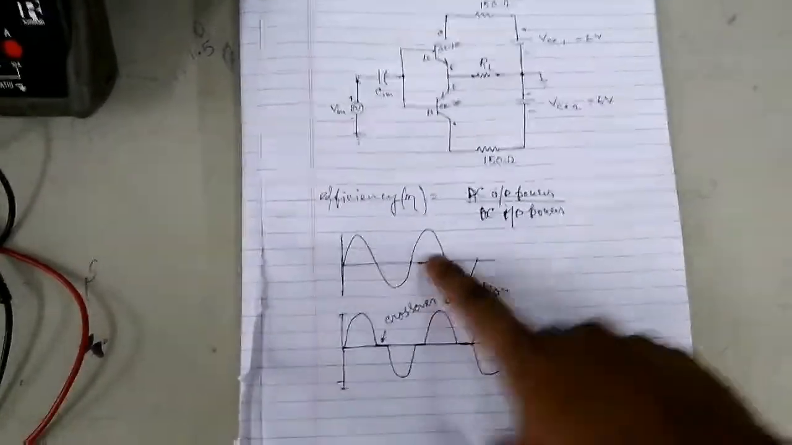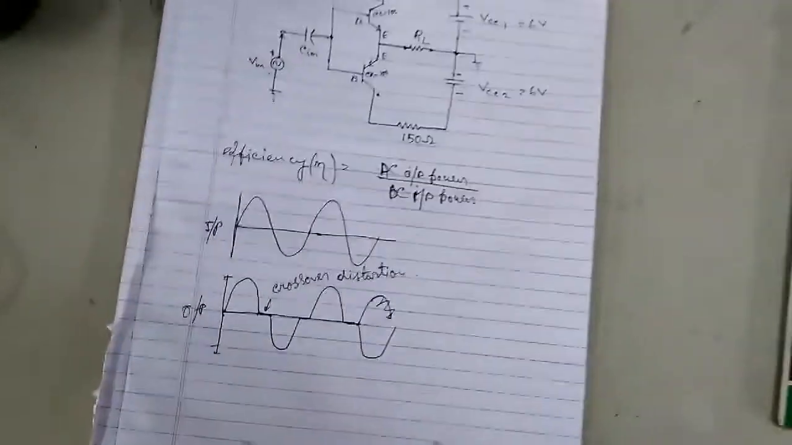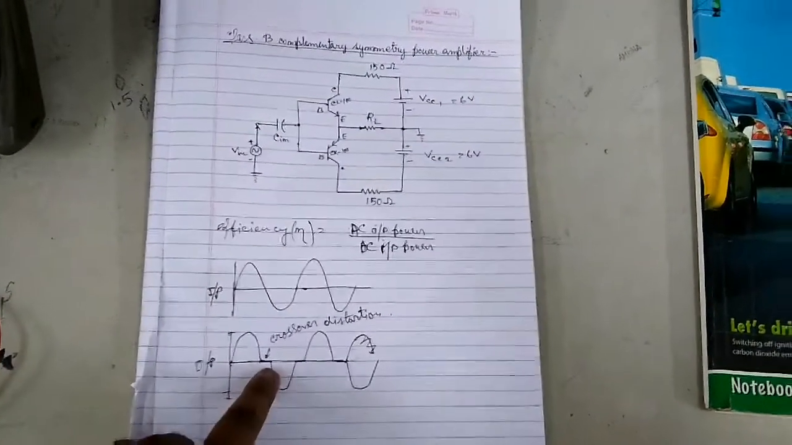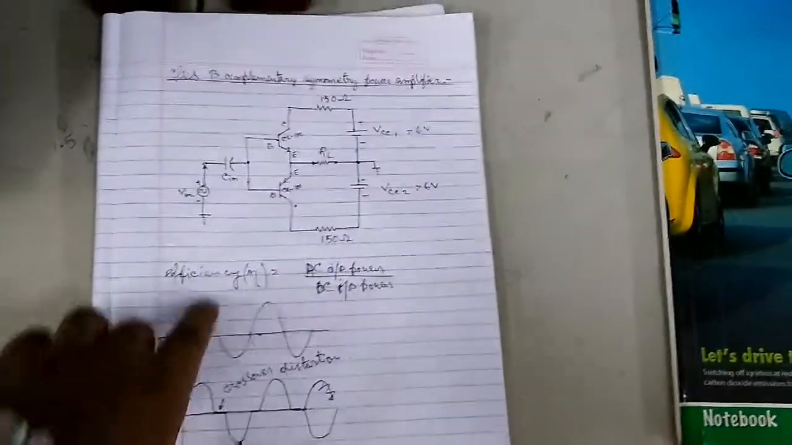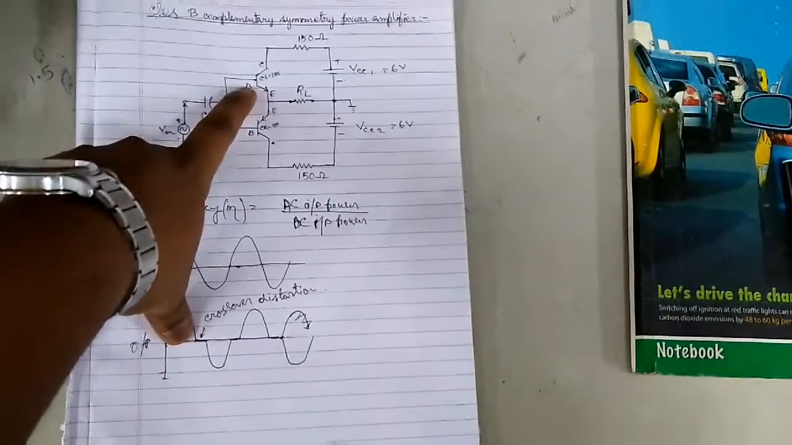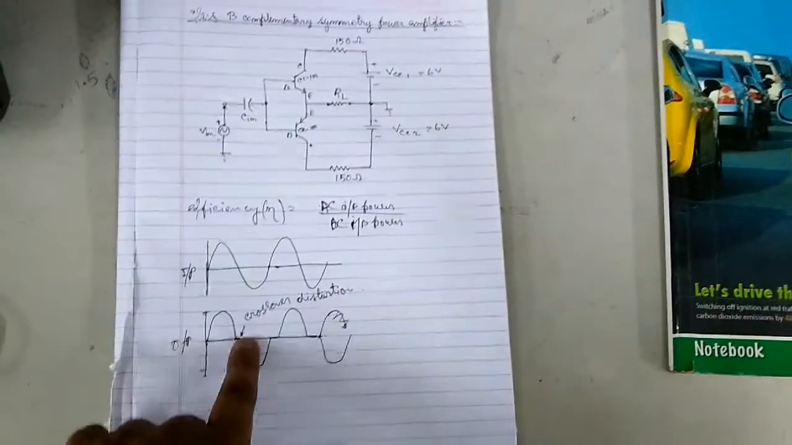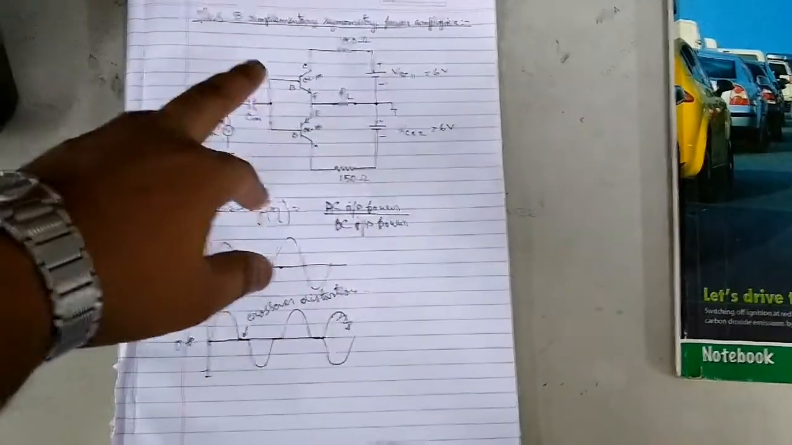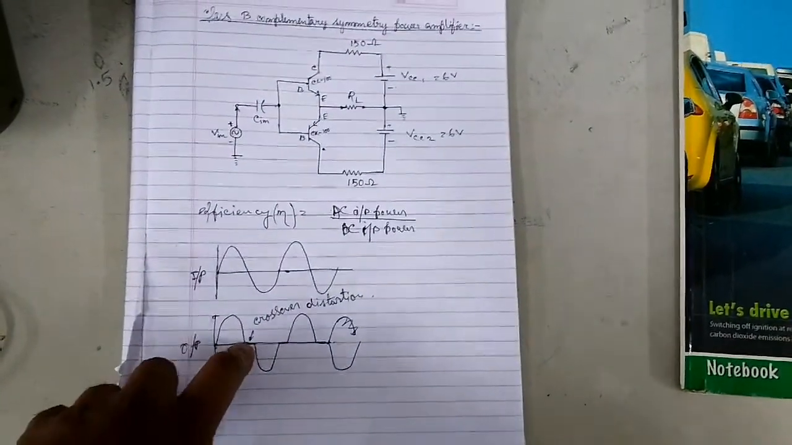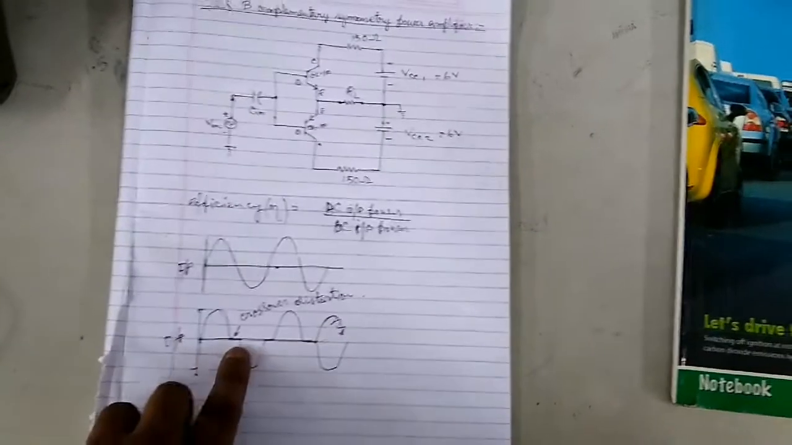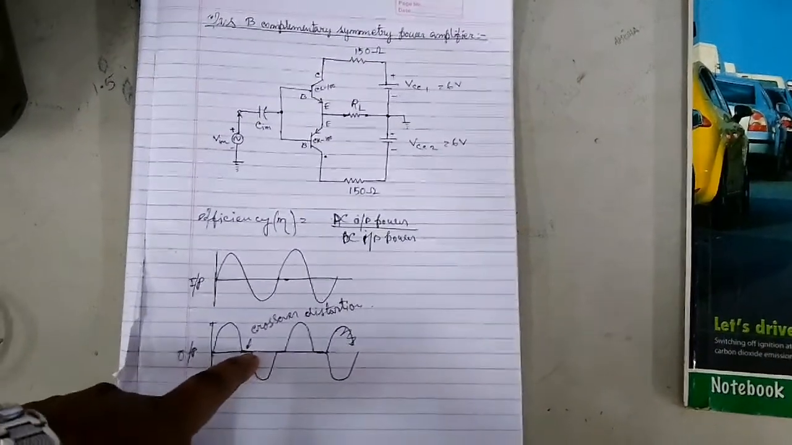This is the input signal, and this is the output signal. The input signal is a sinusoidal wave and the output is coming with a crossover distortion. Why does crossover distortion occur? Because one half of the signal is amplified by one transistor, and the other half is amplified by the other transistor. So between these two transistors there is a delay, and this is called crossover distortion. This is the delay between the two phases of the signal.